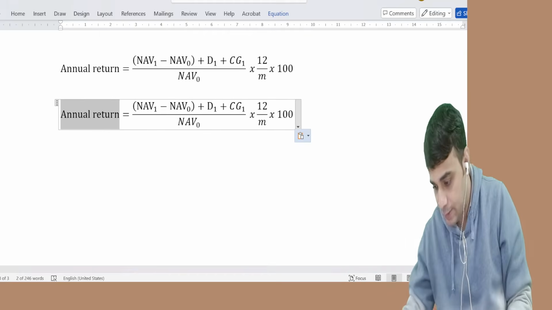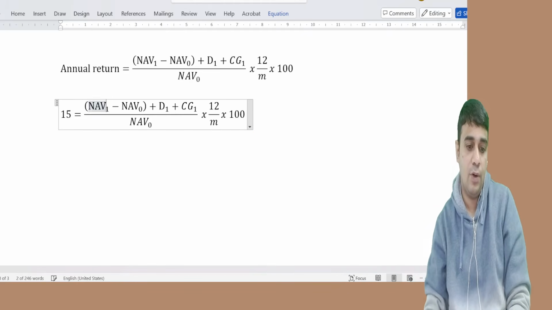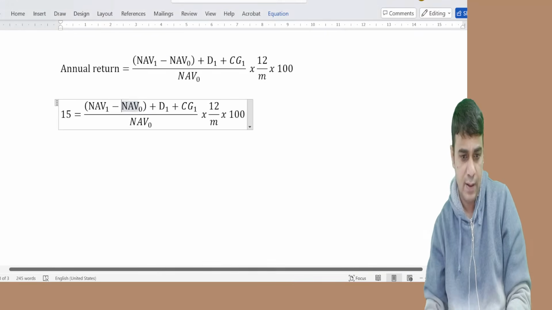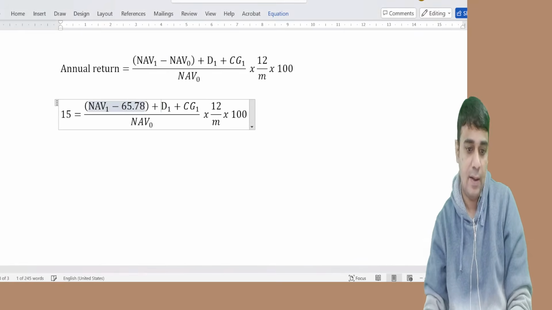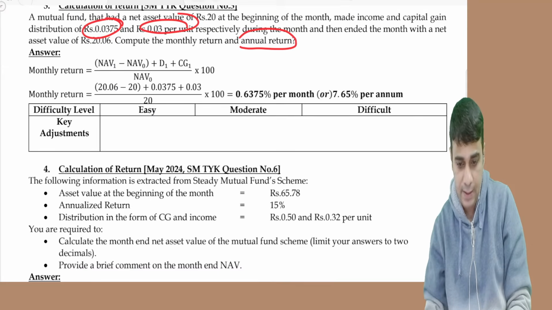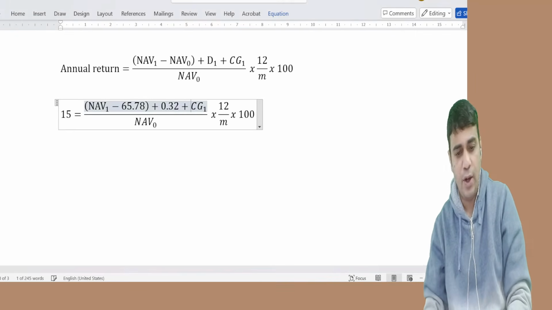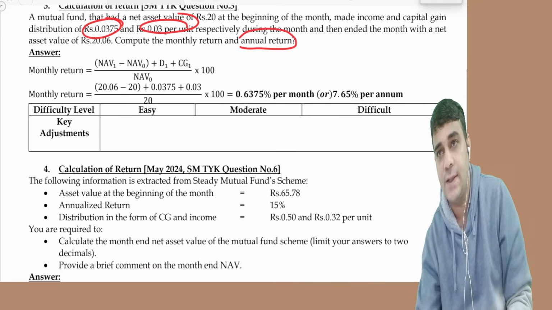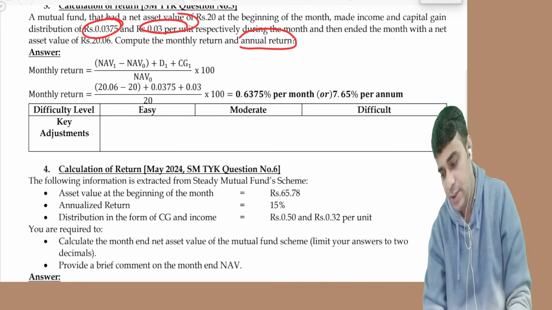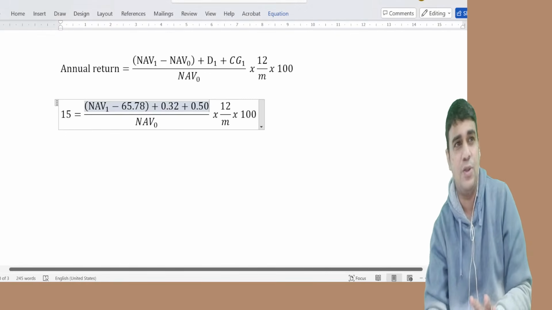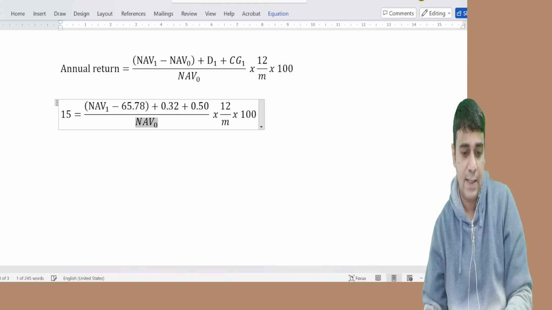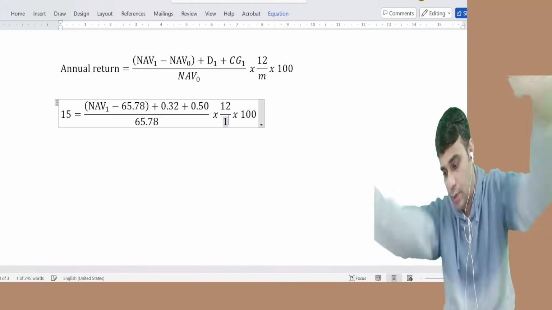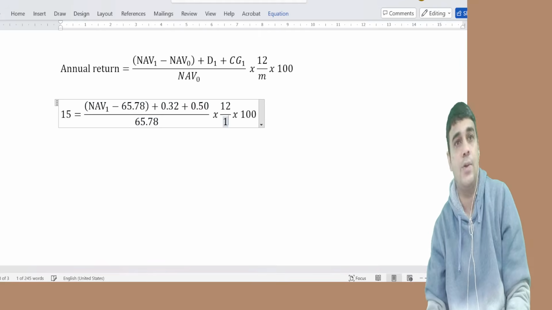Annual return. What's the annual return given? 15 is equal to NAV1, which is what we are calculating, minus NAV0. NAV0 is how much? 65.78. D1 is 0.32. It doesn't really matter. Capital gain distribution is 0.50 and income distribution is 0.32. It doesn't matter whichever order you write. 0.32 and 0.5, divided by 65.78, into 12 by 1, into 100. Any doubts on this? Clear?